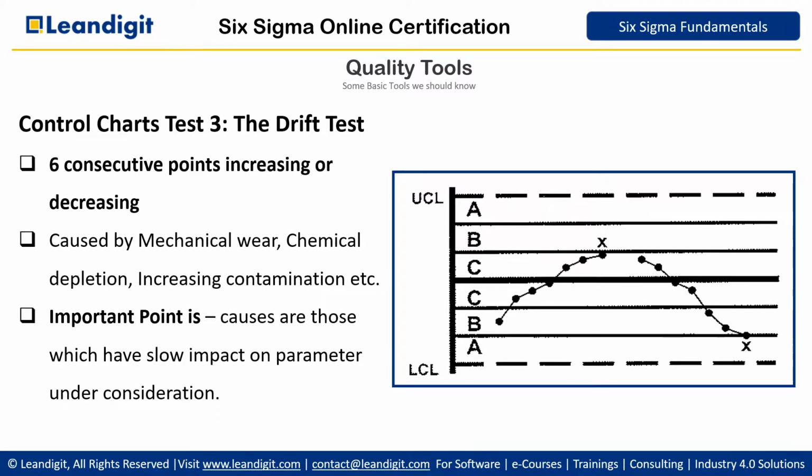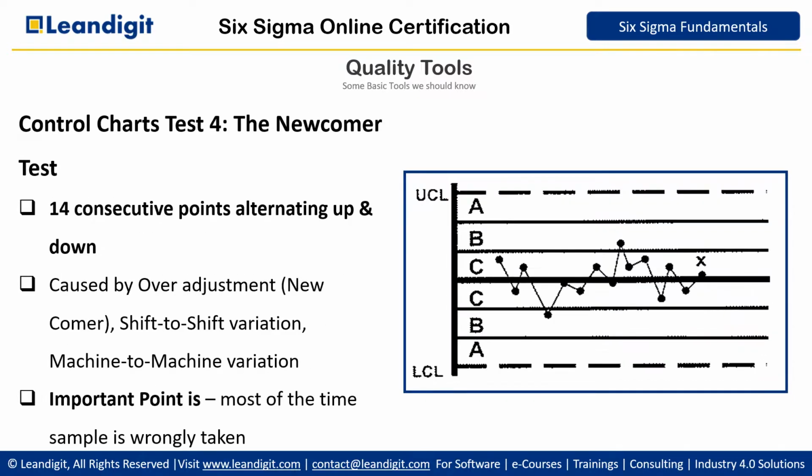Test number 3 is the drift test: 6 consecutive points making an increasing or decreasing trend. It is caused by things like mechanical wear, chemical depletion, increasing contamination, and it is characterized by slow impact. So the parameters which have a slow impact on the process characteristic which we are monitoring through the control chart should be the root cause for this to happen.